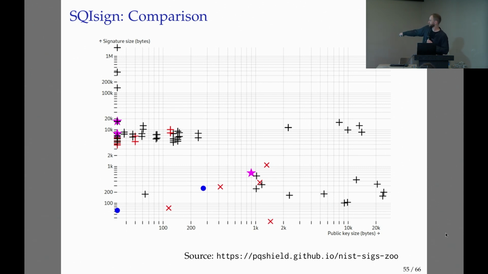And we have public key size on the horizontal axis, and signature size on the vertical axis. And then red crosses are things that were submitted to the NIST call but got broken. So there's a couple of those in this area. And then this one little cross here is the smallest SQIsign. And then you can see that there's basically nothing in this entire square that comes anywhere close to it.